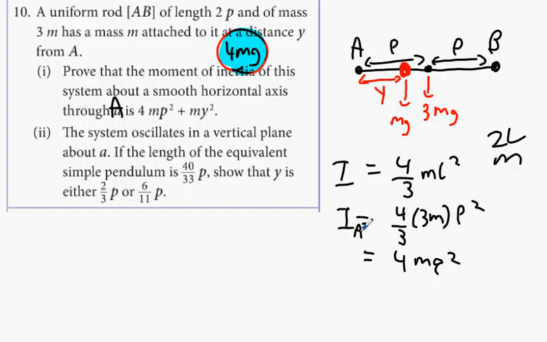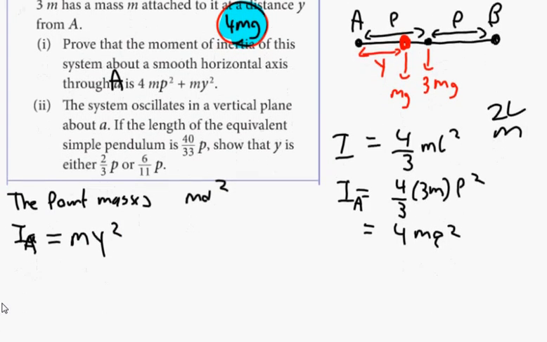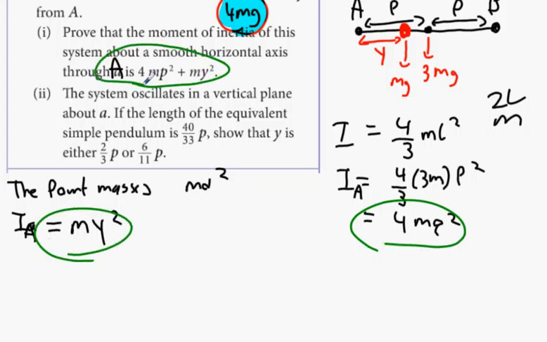The point mass. I want to find the point mass's IA, inertia around A. Any ideas? Usually md squared, and it's a mass m, which is correct, and d equals y, so my squared. Total inertia, guys, is adding the two of them together, and you can clearly see that the total inertia is this one plus this one, which gives me exactly what's up there. Everybody alright with that? Okay.